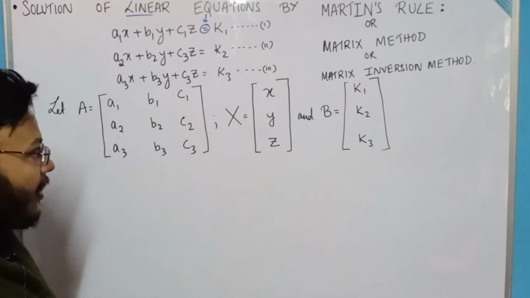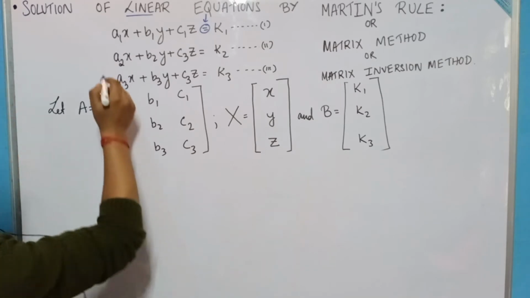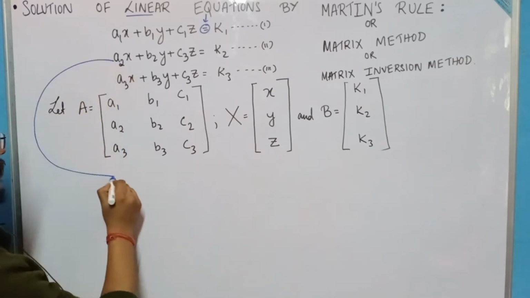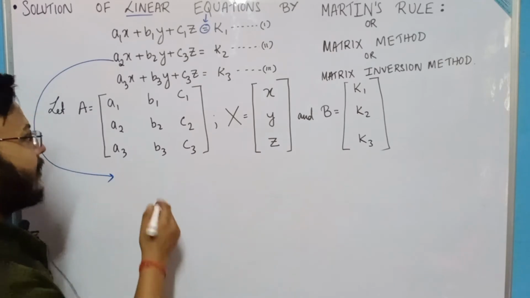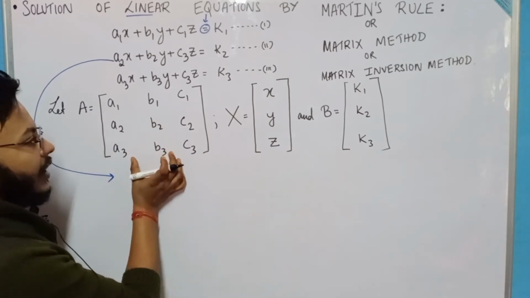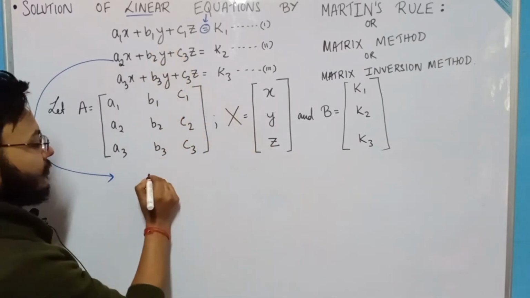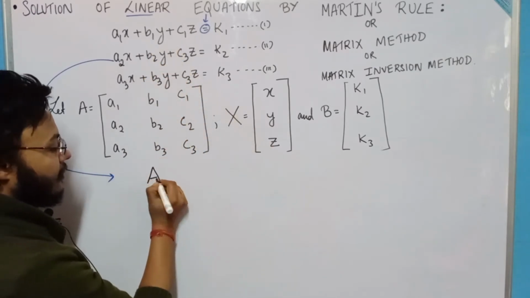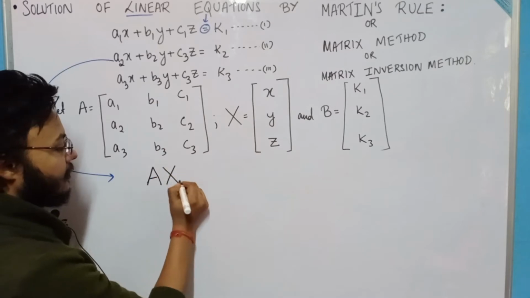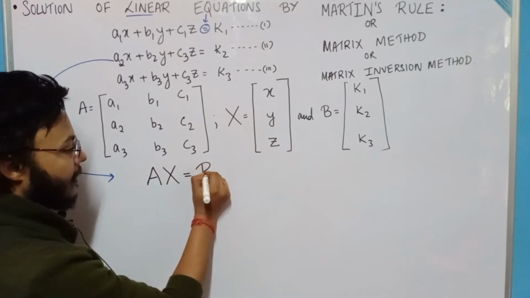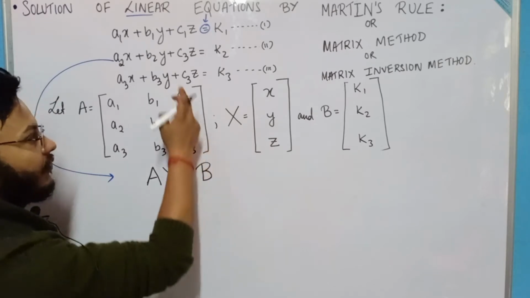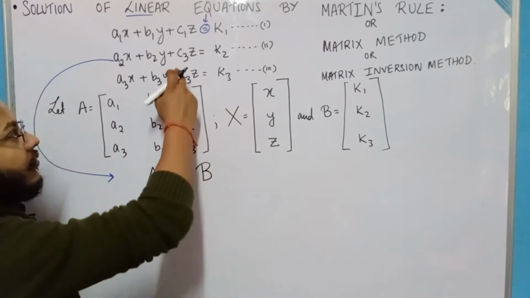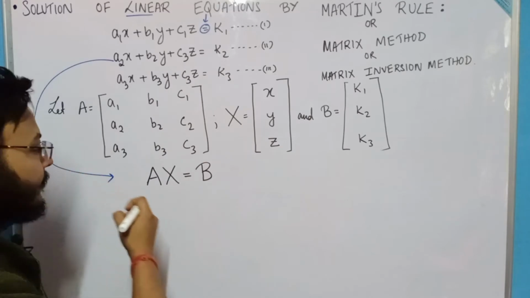Okay, so this linear equation we can write in the form of a matrix. If you see this, A into X, I can write as AX equals B. Okay, so this is your matrix representation of the linear equations. Understood, everyone?